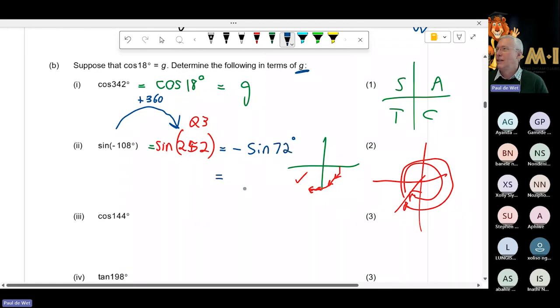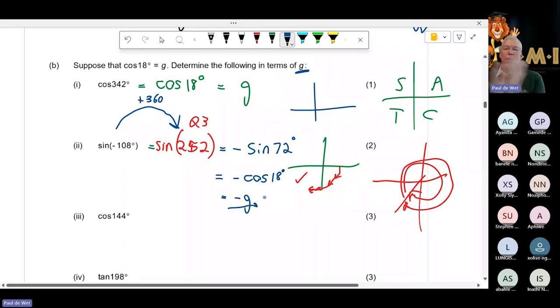Basically, at first I drew a diagram. I got sine 72 when I drew a diagram. I drew it in the first quadrant. Since it's cos 18. Sine 72 is exactly the same size as cos of 18. So your final answer was negative cos 18. It was negative g. Well done. Excellent. All right.